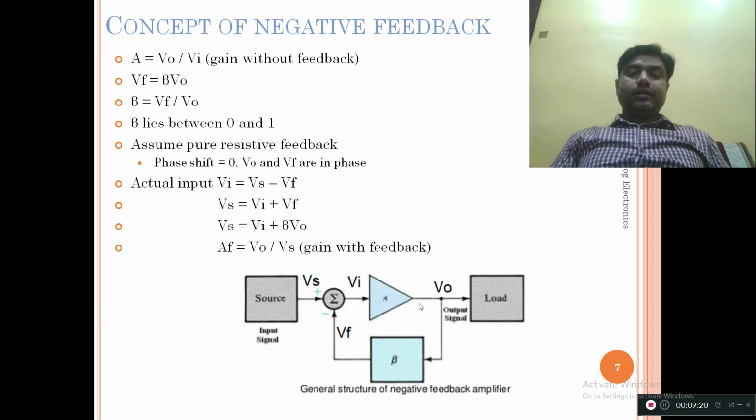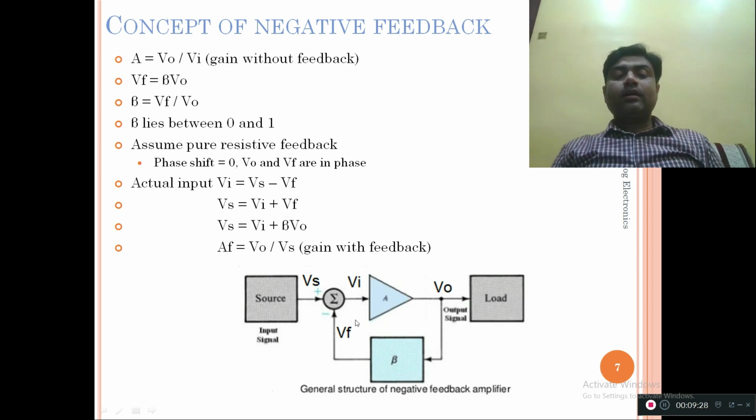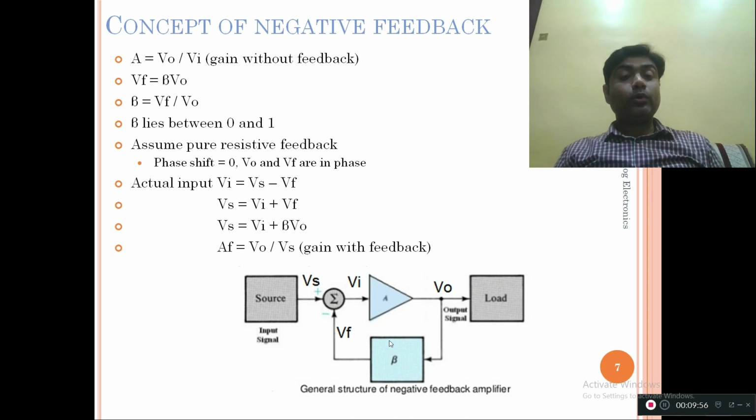So this is the slide which gives a brief introduction about the concept of the negative feedback. Please look at this diagram. Here we have the source, which can be voltage or which can be current. Here is the voltage source. This is the load. This is the A, which is representing the open loop gain of the amplifier. Beta is representing the feedback factor, and we are assuming that whatever feedback network we have considered in this particular case, it has to be purely resistive.